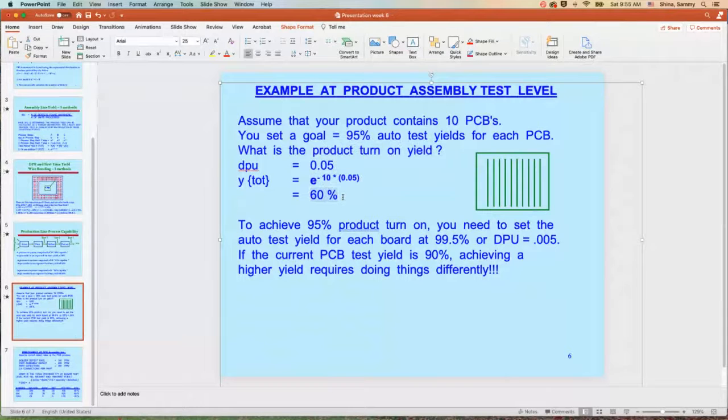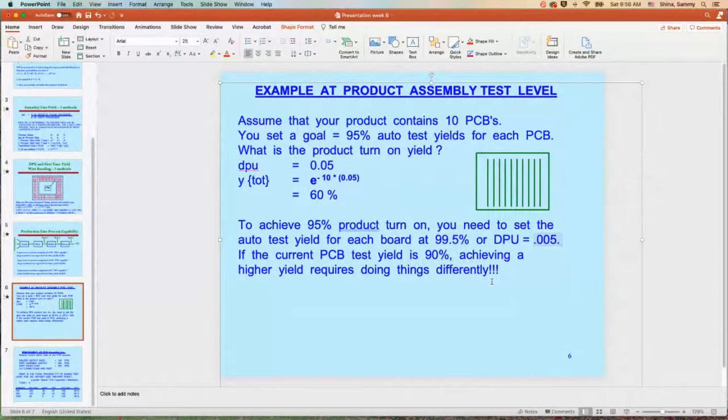You have to hire a lot of technicians to repair and replace the product or the boards. So you might want to improve the quality of each board by a factor of 10. Instead of 95%, you go to 99.5%, which would be 0.5%, 5 out of 1,000 instead of 5 out of 100, a DPU of 0.05, then you would get a turn-on yield of 90%.